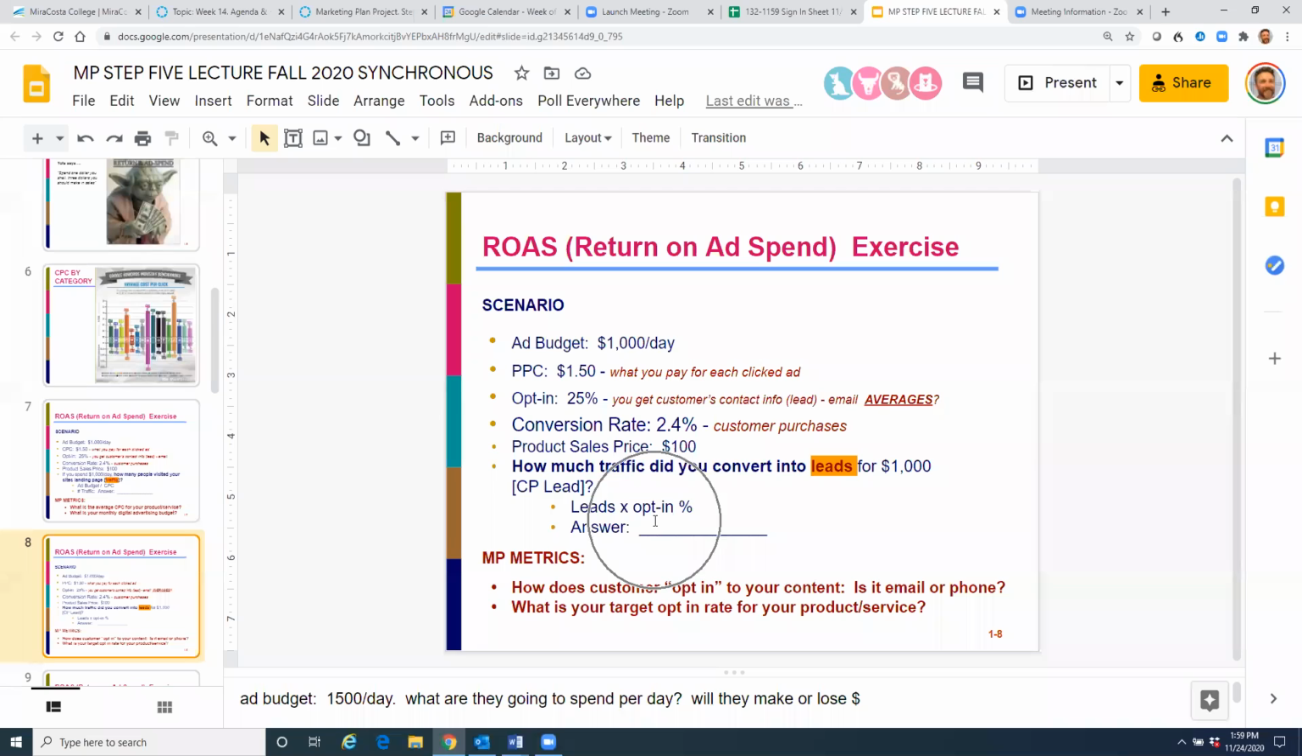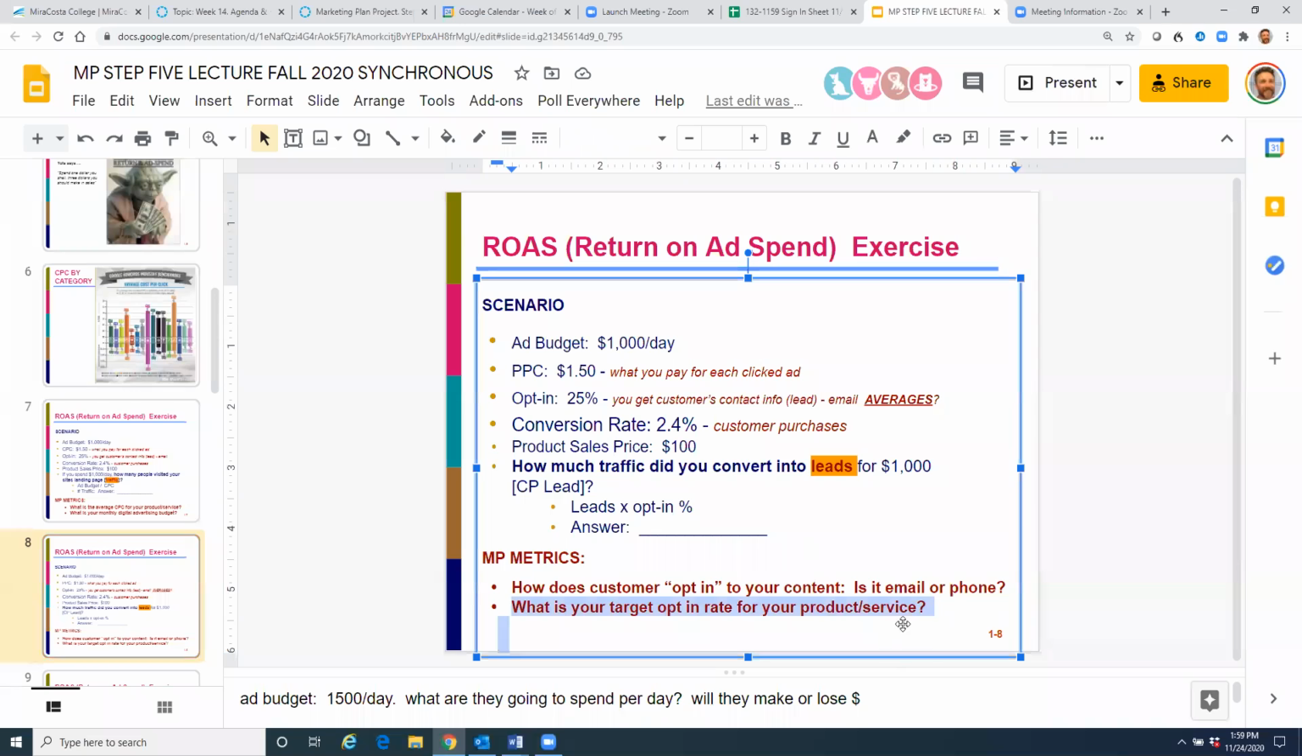So our answer here is our traffic. Out of our $1,000 a day, we're getting 666, we'll go ahead and round down, leads each day. So how this applies to your marketing plan is you want to think about, as you're writing your step 5, you have a piece so customers can opt into your content, and do you have some opt-in percentages behind that? Are they going to do email or phone? And you could also research right here, what is your target opt-in rate for your product or service? There are numbers out there where you can find out what's the average opt-in rate for your industry.